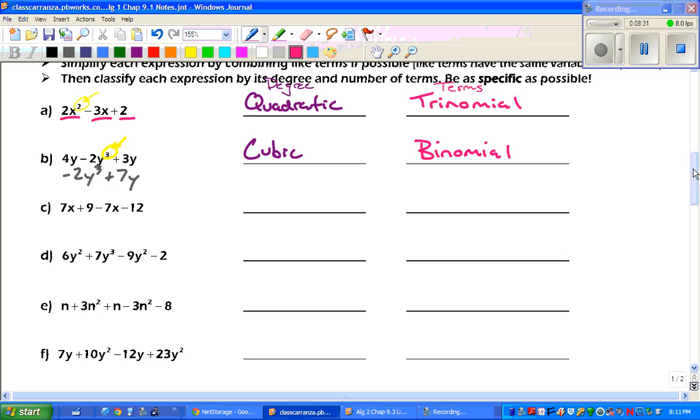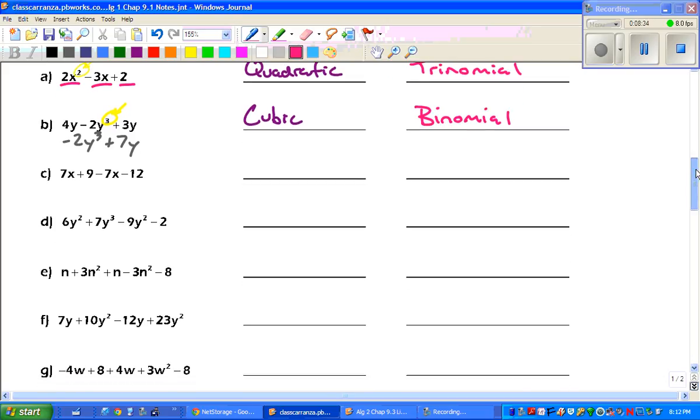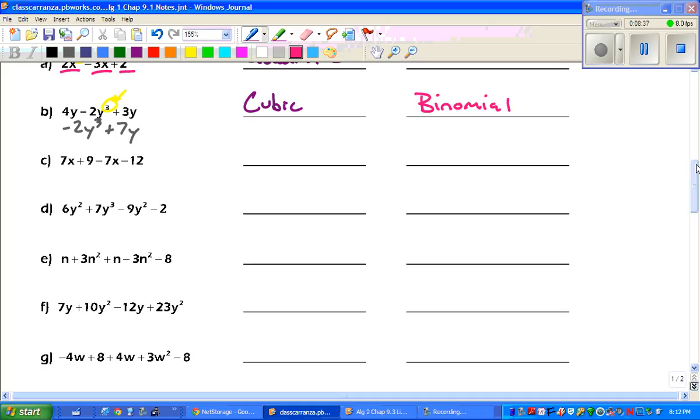That was a bad example because I should have simplified first, I'm sorry. So for C, let's simplify this. I see that I can combine those two, and when I combine those two, what happens? They actually cancel out, and we're left with 9 minus 3, which is negative 3. So I don't have an exponent or a variable, so that means that's a constant, and there's only one thing there, so it's a constant monomial.